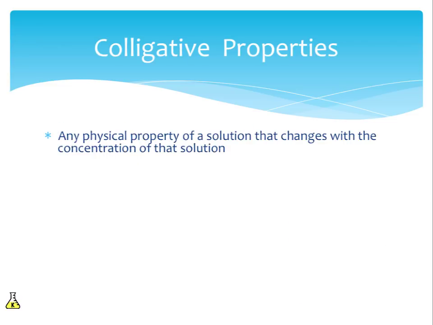Let's begin our discussion with a formal definition of what colligative properties actually are. A colligative property is any physical property of a solution that changes with the concentration of that solution. In your experiences, you probably already have come across colligative properties, but without the fancy name to go along with it. Some very quick and easy examples of colligative property would be things like color and taste.